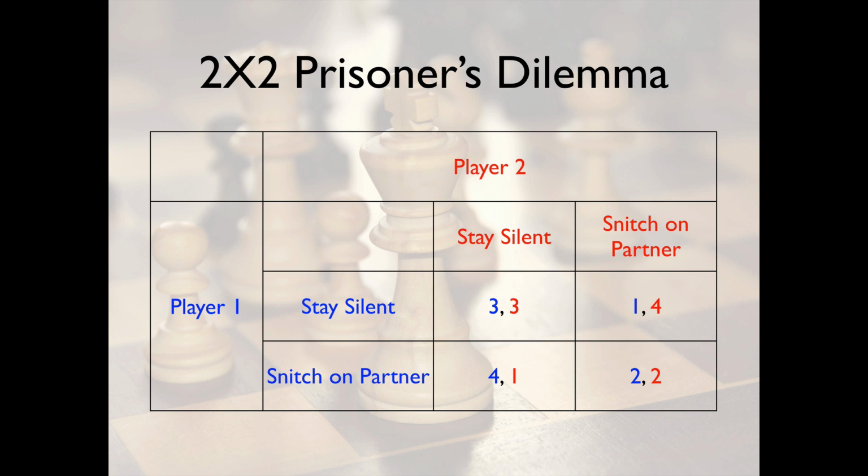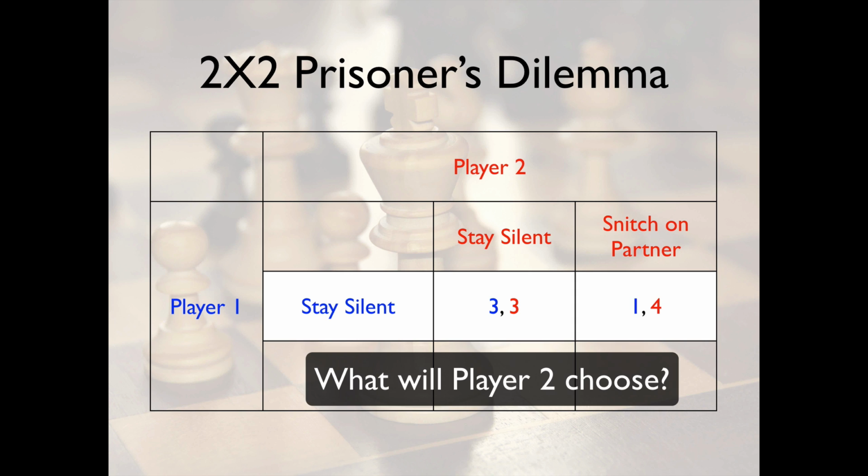So, when we try to solve the Prisoner's Dilemma game, we can start by doing the same process we used to solve the previous game. We eliminate one of the choices, and in this case, I've said, let's imagine player 1 stays silent. So I've eliminated the choice snitching on the partner. And I say, well, what will player 2 do? Well, here we have a choice again of staying silent or of snitching on the partner. The red numbers represent the expected value for player 2. So, what will player 2 do when player 1 stays silent? Will player 2 stay silent, or will player 2 snitch on their partner? What do you think?